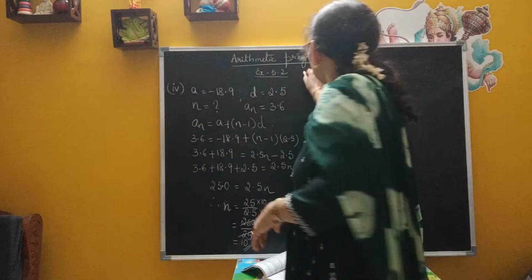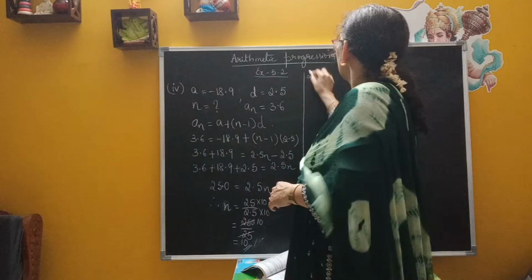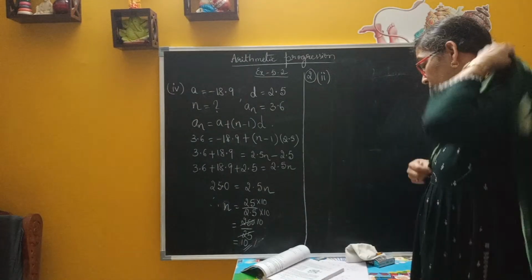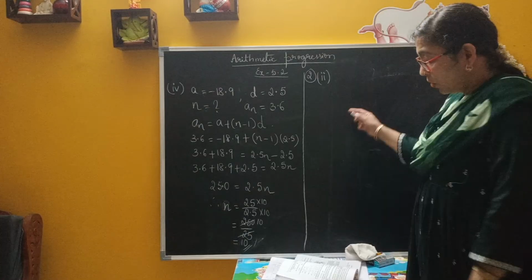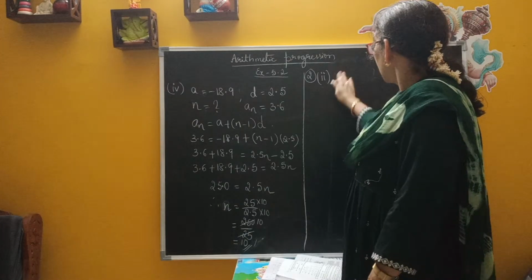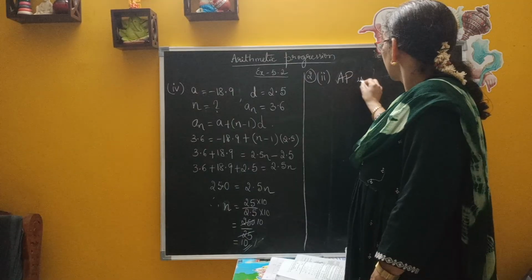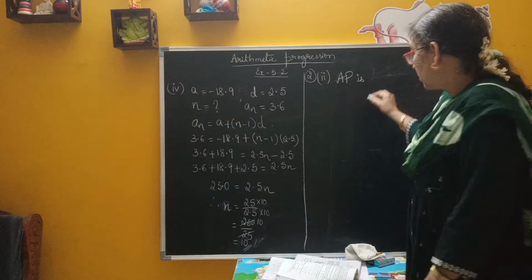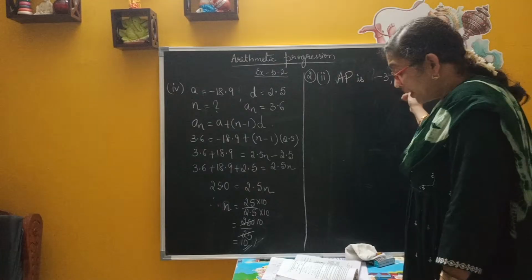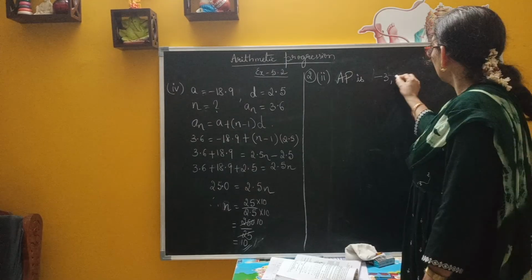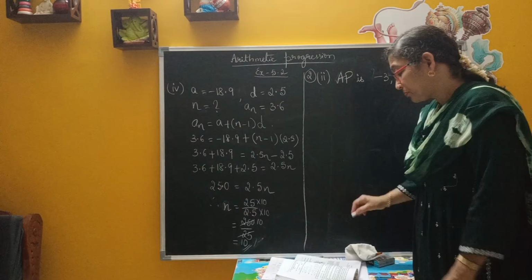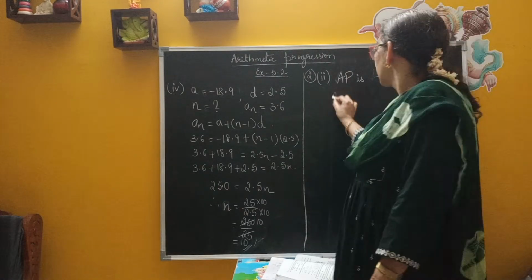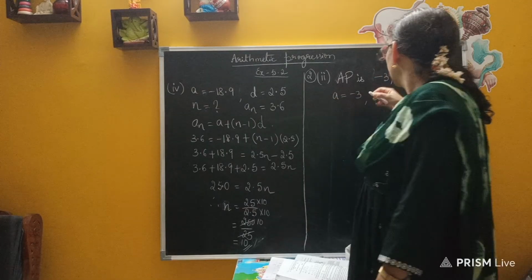Yes, let us take second main, second one. So let us take the given data. The AP is given: minus 3, minus 1 by 2, 2, etc. Okay, so what is a? a is minus 3, the first term.